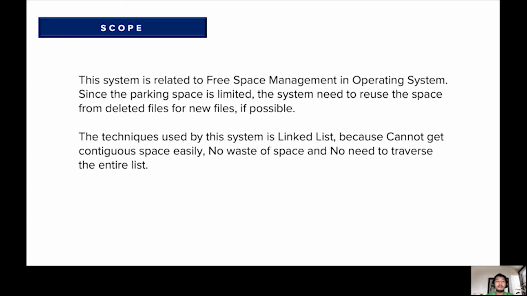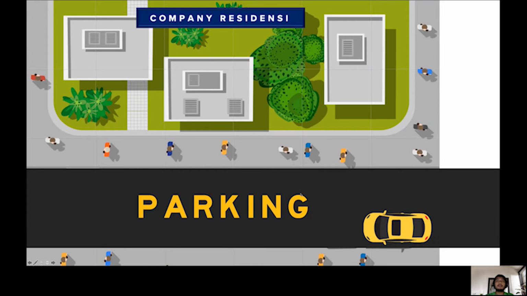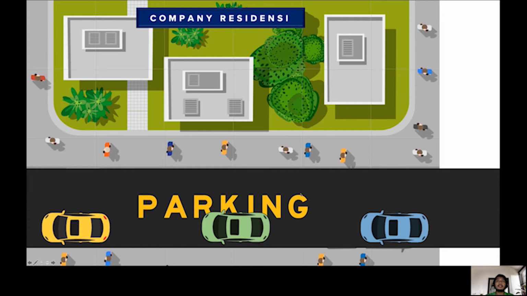The technique used by the system is the linked list because it cannot get contiguous space easily. Also, this technique will not waste space and there is no need to traverse the entire list. For example, when a car parks here, if there is an empty slot here, then we will register the staff to this parking, and they will get the parking number and go straight to the parking area.